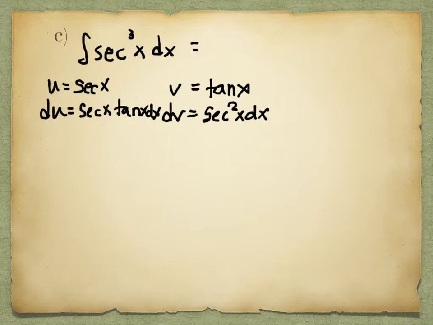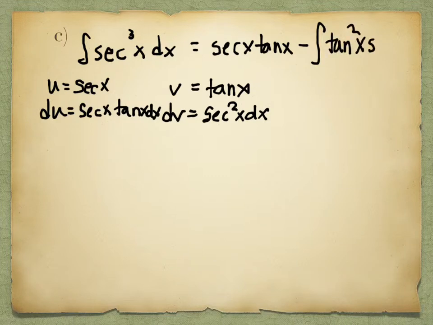Okay, so u times v, right? We go across the top. That would mean I have secant x tangent x minus. Now I cross the other diagonal, right? Bottom left, top right. So I have tangent squared of x, and I have secant of x, written in either order.